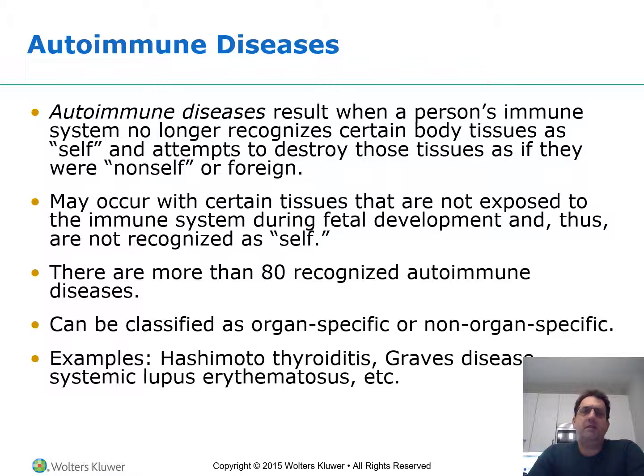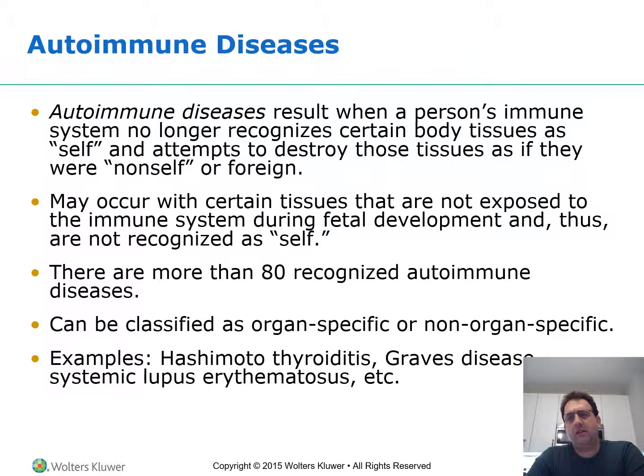Autoimmune diseases basically happen when the immune system doesn't recognize certain body tissues as self, and it tries to kill them or destroy them as if it was a foreign cell. Now, this could occur with tissues that are not exposed to the immune system during fetal development, or it could just be a lack of what we call the T regulatory cells, the ones that are actually taking rogue T killer cells or helper cells out of commission.